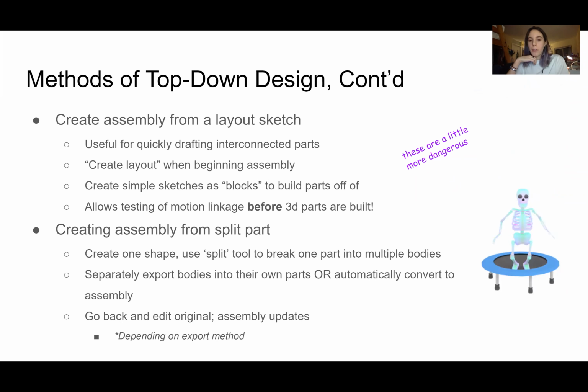The other one, this is one I really like. Create an assembly from a part that's split into multiple pieces. Fusion 360 makes this really easy to do. It's not as easy in SolidWorks for sure, but it is possible. What it is, you create one shape, which is kind of the outside contour of your part or of your assembly, and then you split it into all the multiple pieces that make it up. I'm going to show a little bit of this as well. And then exporting them correctly can be a little bit of a challenge.